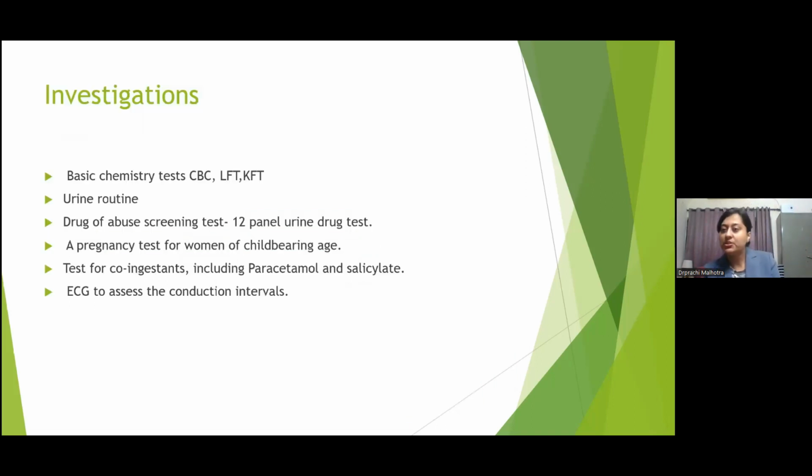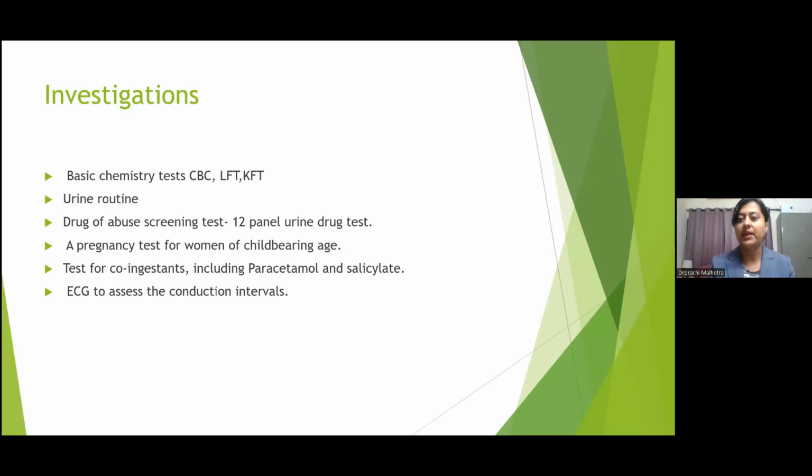Now, what investigations will you do for these patients? Basic chemistry tests like CBC, LFT, KFT, urine routine. You can get an idea of what drug the patient has consumed and in what amount. For drugs of abuse, there's a screening test, the 12-panel urine drug test, that you can do when the patient comes in emergency. A pregnancy test is a must for women of childbearing age. Testing for co-ingestion is also important.